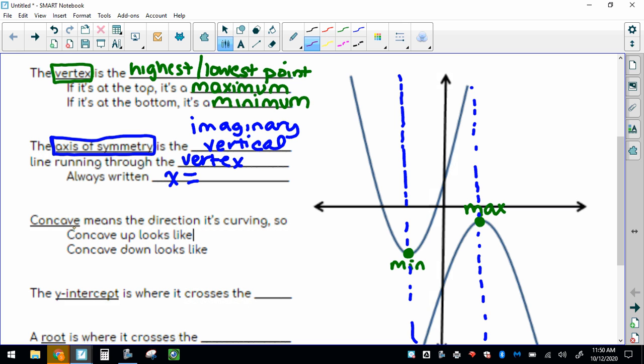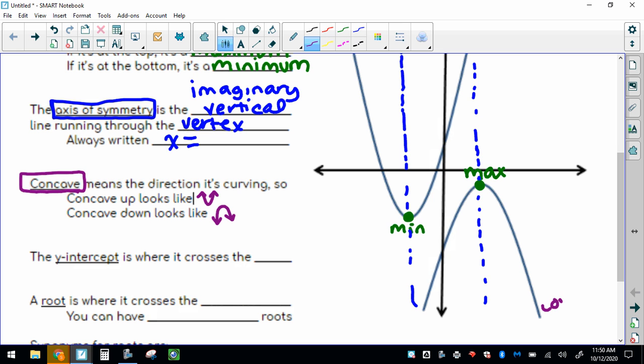All right. Concave isn't really a vocab word. There's nothing to label, but it just tells us which direction it's curving. So concave up says that the arms of the parabola are pointing up. Concave down says that the arms of the parabola are pointing down. So this guy on the left here is concave up. This guy on the right is concave down.